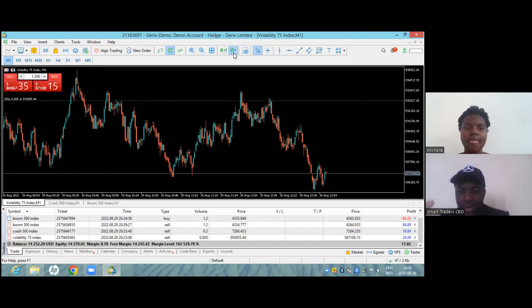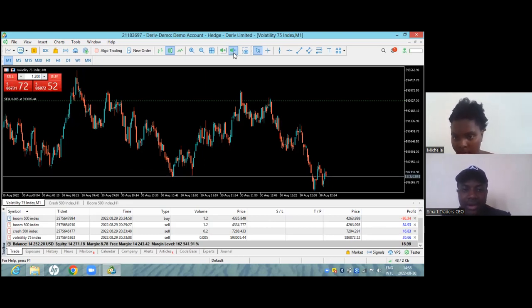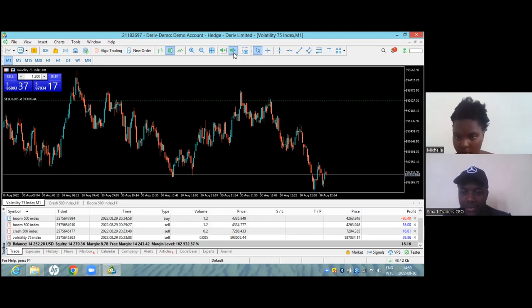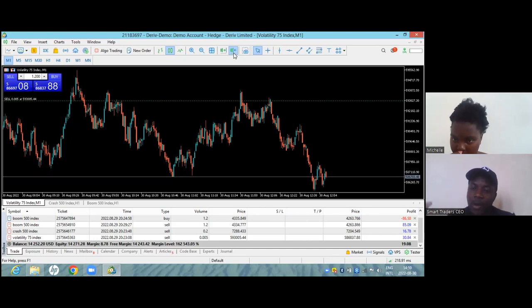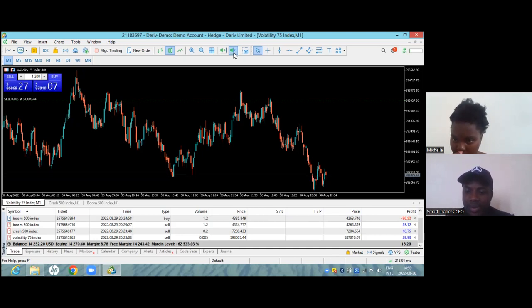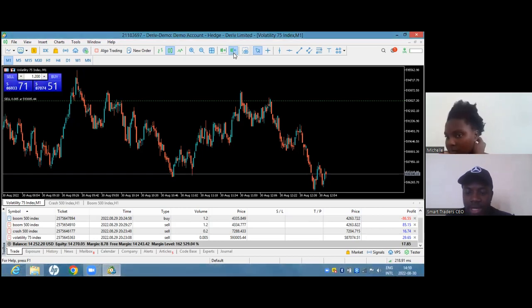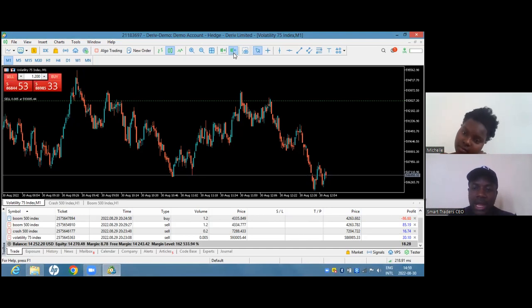Look at the current candle right now, the last one. For that candle to close or to fully form, it's going to take 1 minute. So in 1 minute, you see it closing and then opening another one.